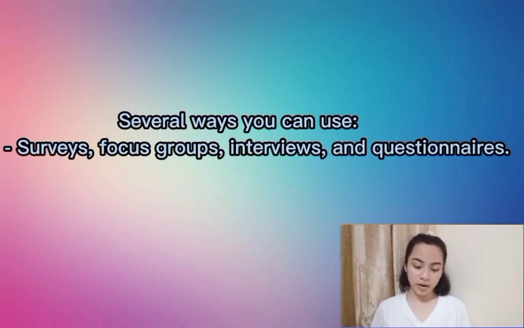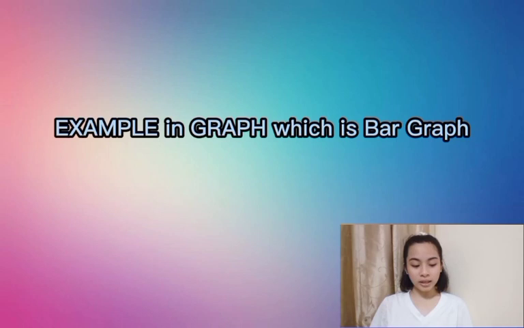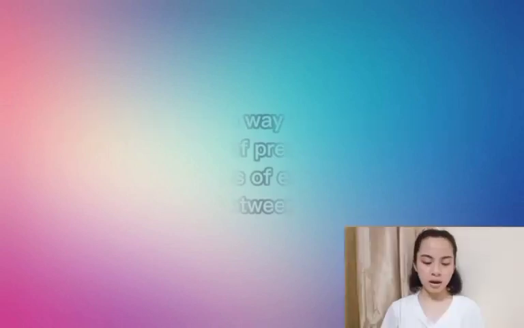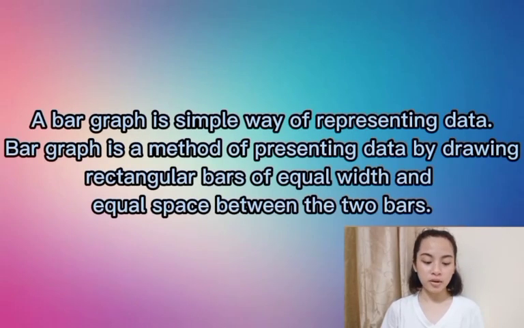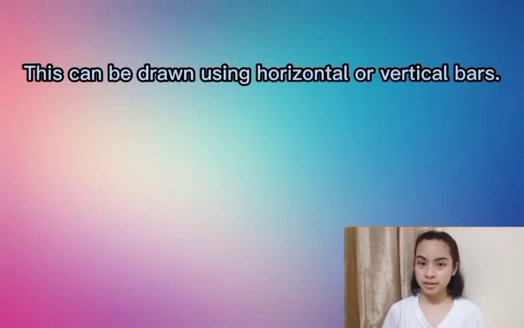data using various charts and graphs. So in representing data, I only have an example in graph, which is the bar graph. A bar graph is a simple way of representing data. A bar graph is a method of representing data by drawing rectangular bars of equal width and equal space between the two bars. These can be drawn using horizontal and vertical bars.